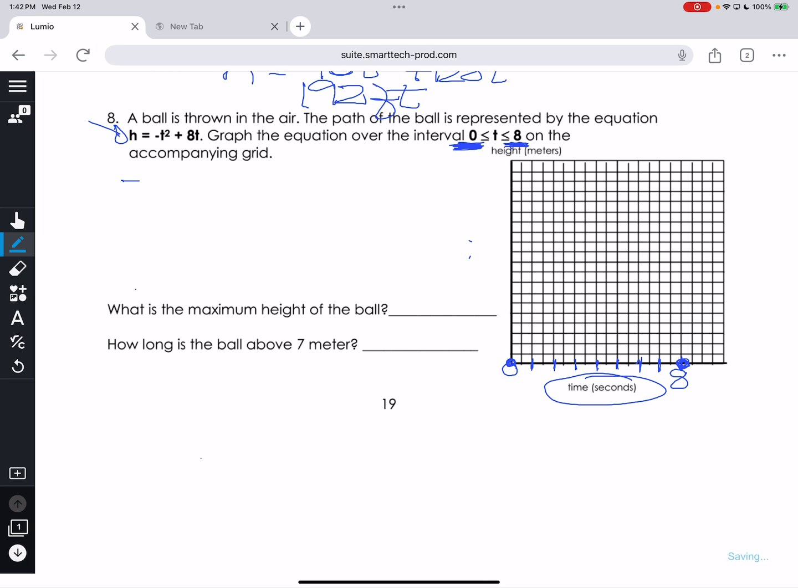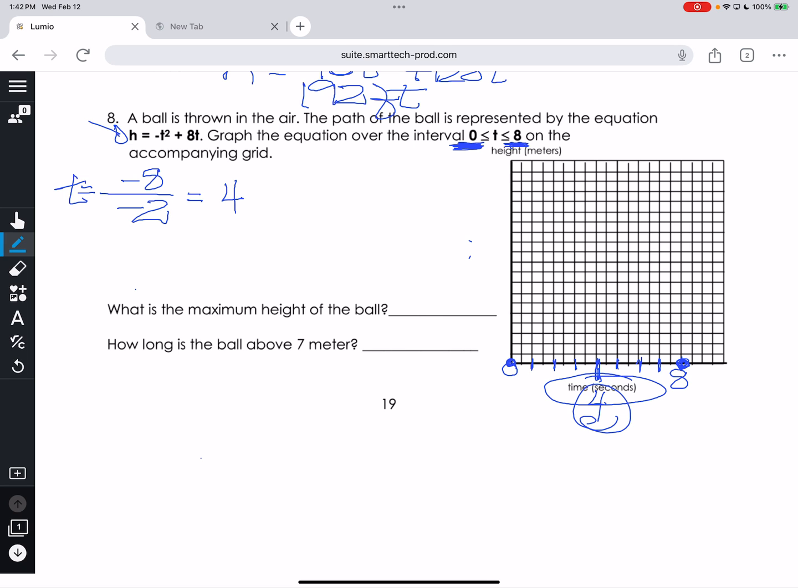So negative 8, that's our opposite b, over 2 times negative 1. So negative 8 over negative 2, which gives us what number? Positive 4. So here's our 4, 1, 2, 3, 4. And I'm just going to write a 4 down below it. That's just the x value, or our t value. That's the time when our maximum height will be reached.